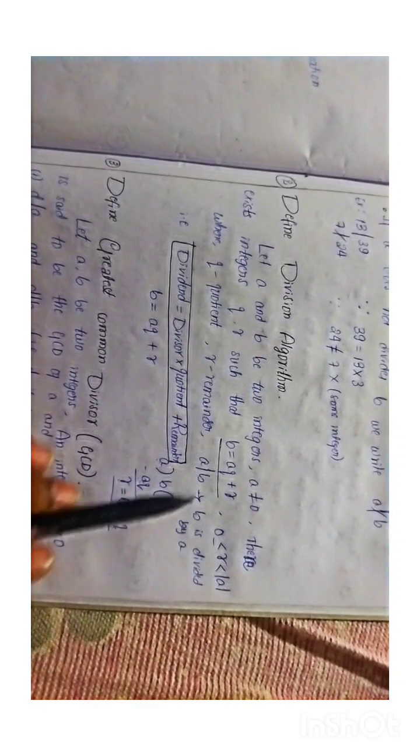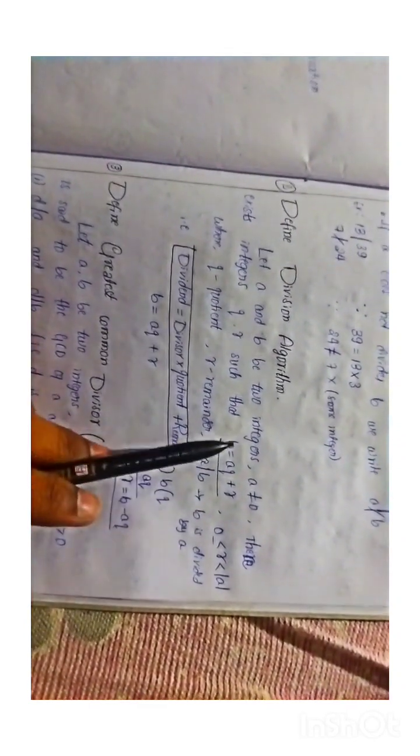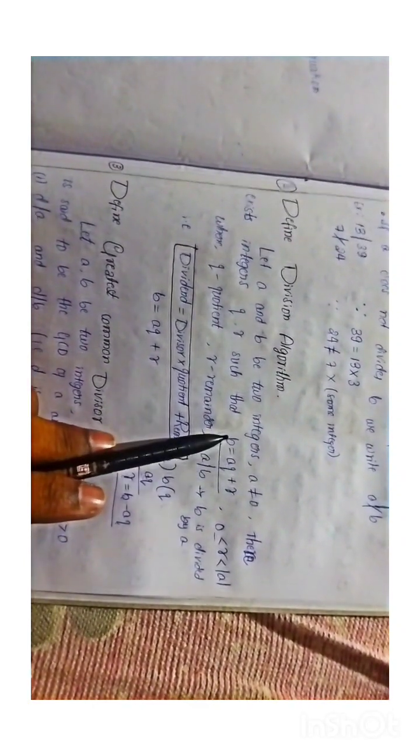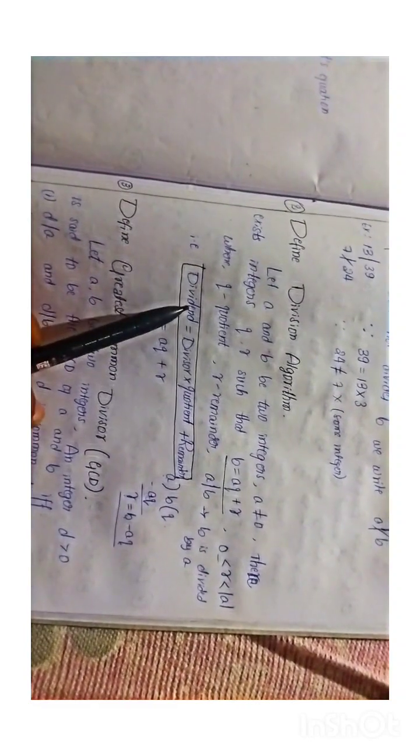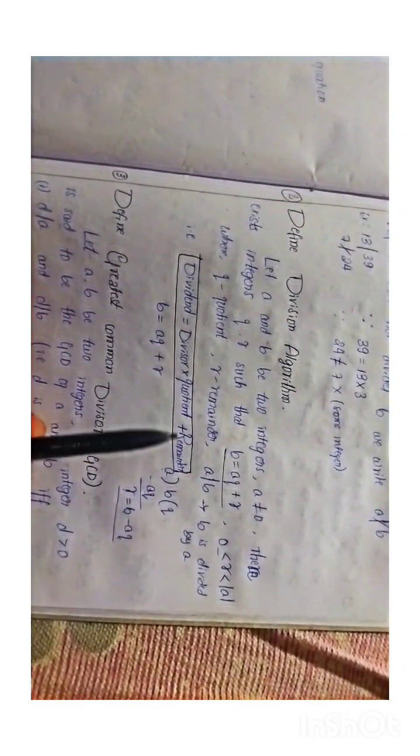So a divides b is nothing but b is divided by a. So here b is equal to aq plus r. So b, a, q, r are all integers. Here a divides b, so we obtain the quotient and the remainder. So we know the formula: the dividend is equal to divisor times quotient plus remainder.